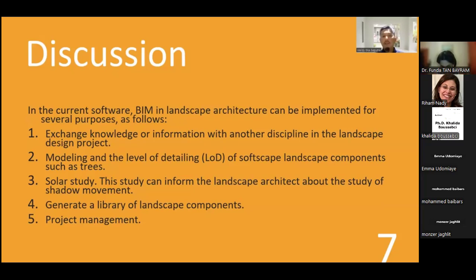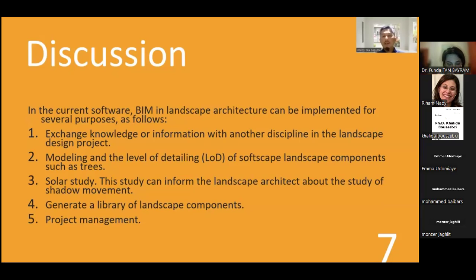Number two, BIM can also help landscape architects in the pre-design stage, where they can use BIM for modeling. BIM can also help to generate the level of detailing of softscape landscape components such as trees.